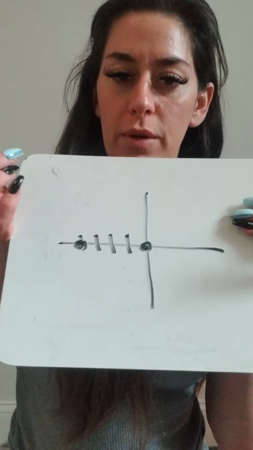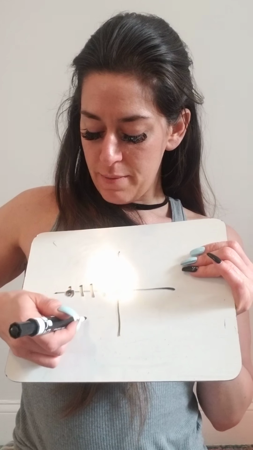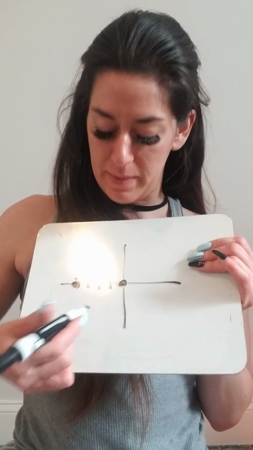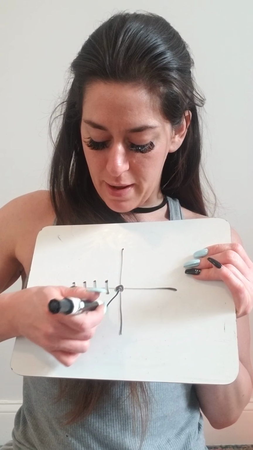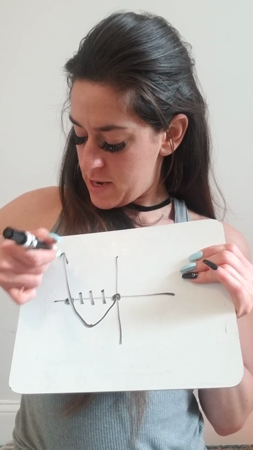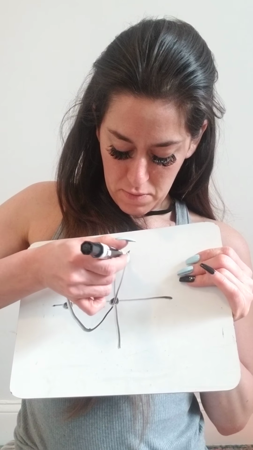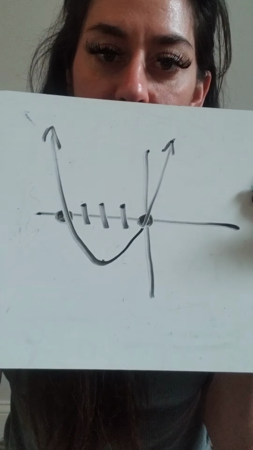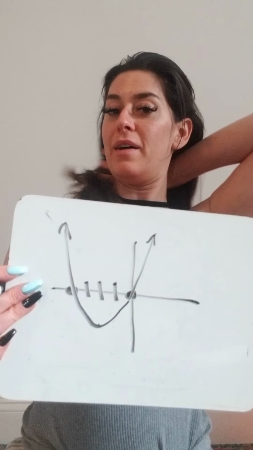So 0, and then 1, 2, 3, 4. Okay? And I know my line of symmetry has to be exactly between those, so let's just say it's about there. And then it's increasing. Probably my worst quadratic shape or parabola ever.